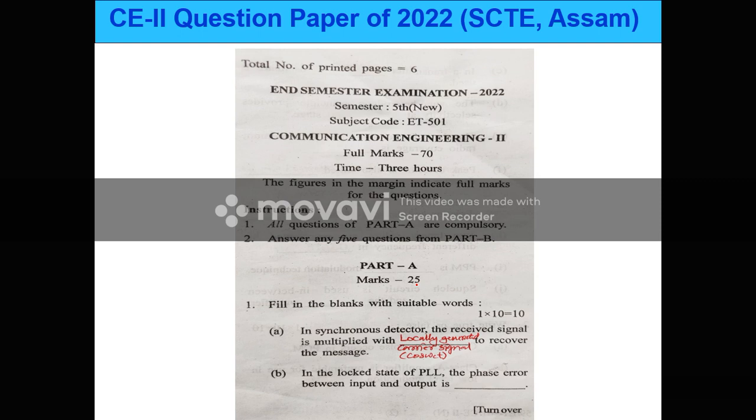The 25 marks are divided into 3 questions. First question is fill in the blanks, 10 questions, 10 marks, and then second question is true or false, 10 questions, 10 marks, and question number 3 has 5 questions. Each question contains 1 mark. So these are the part A questions. A, fill in the blanks. We will discuss these questions one by one later.